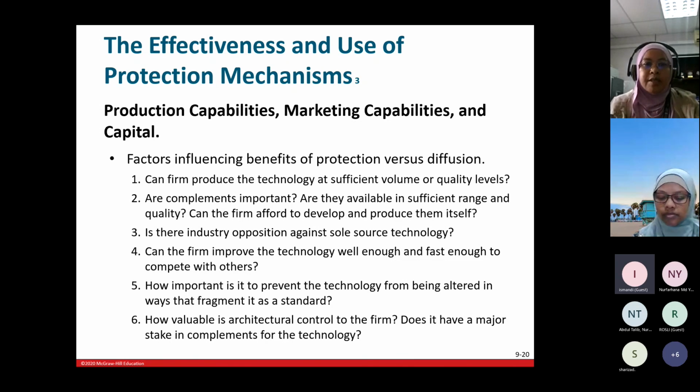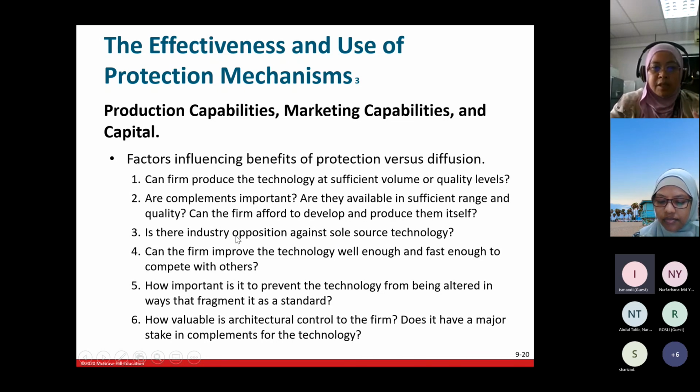So, factors influencing benefit for protection versus diffusion. Can the firm produce a technology at sufficient volume and quality level? If can, protect. If not, diffuse. Are complements important? Are they available in sufficient range and quality? Can the firm afford to develop and produce them themselves? If all yes, keep. If not, diffuse. Is the industry position against sole source technology?